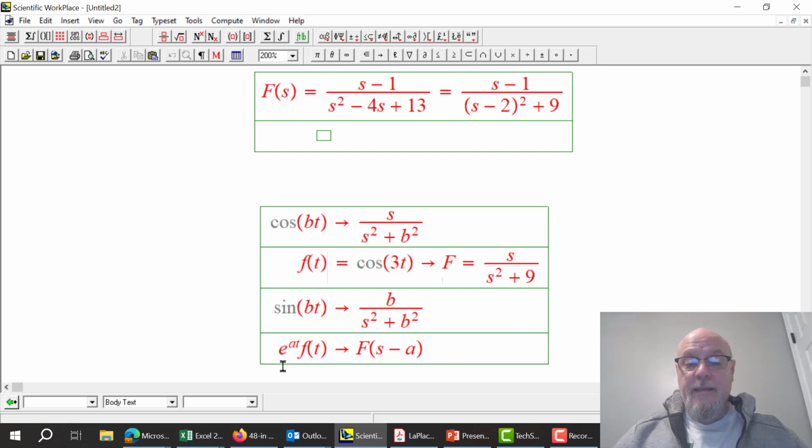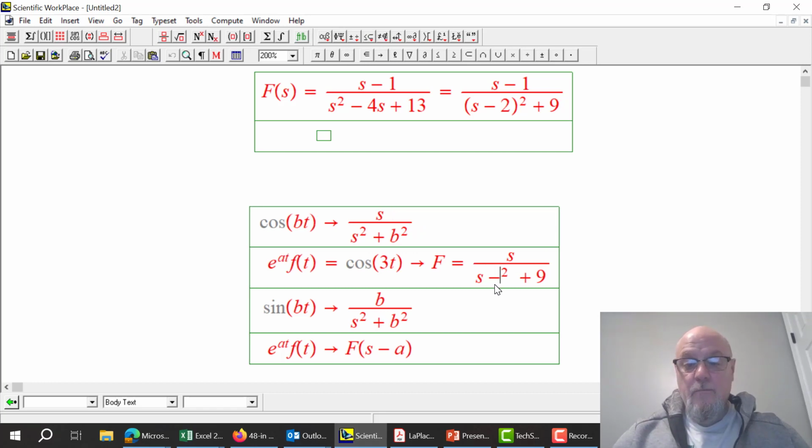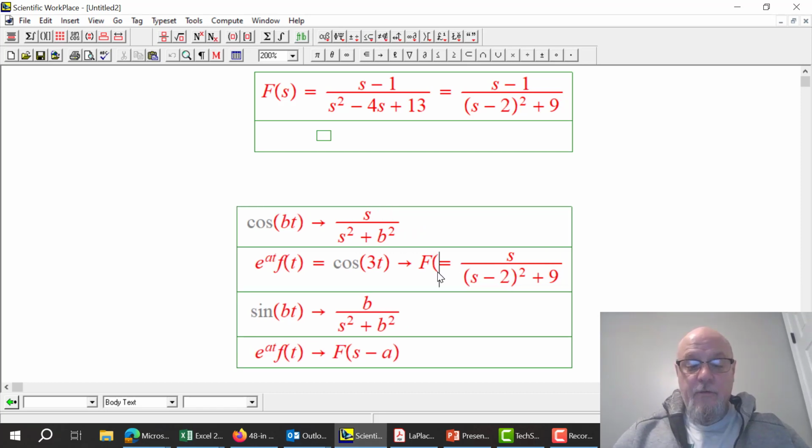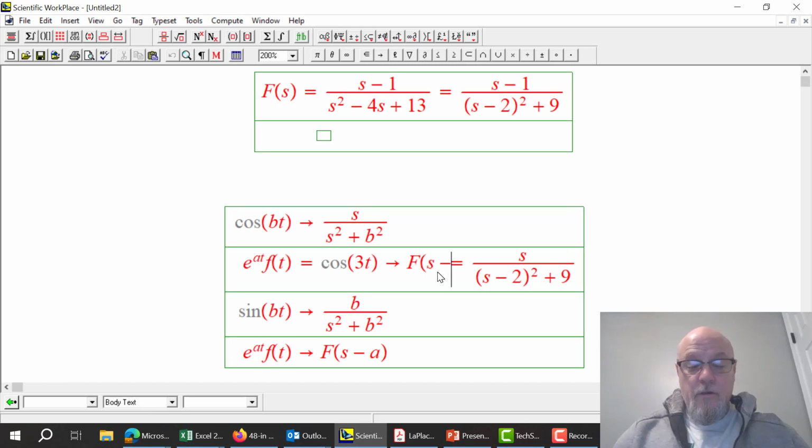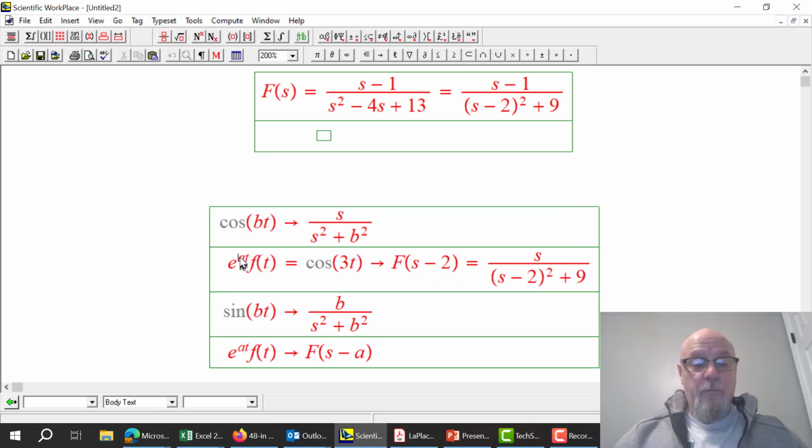But I've multiplied little f by e to the at, because I see in here an s minus 2. So this must be F of s minus 2, not just F of s. So this would be multiplied by e to the at. Oh, wait, careful, there's an s on the top.